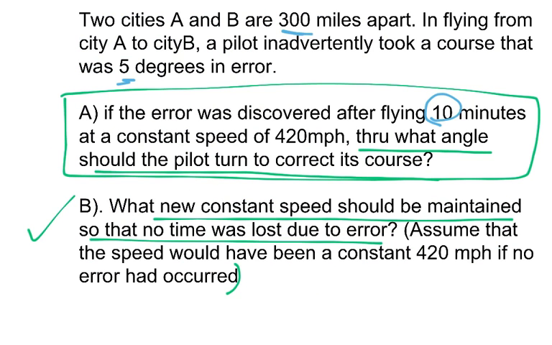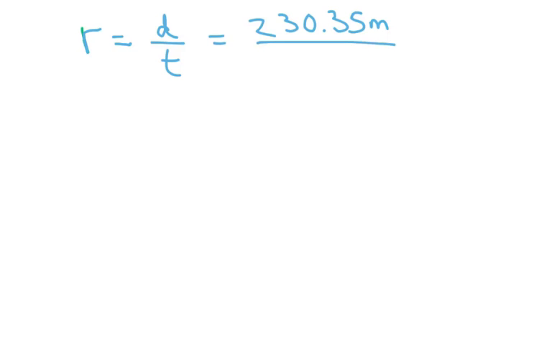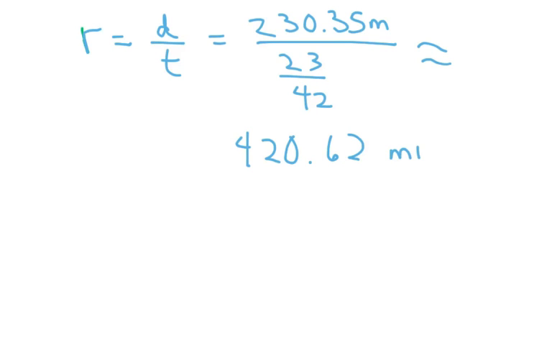What is the rate? So what constant speed? What we're going to do is use rate equals distance over time. The distance is 230.35 miles, and our time is 23/42. You're going to use your calculator, and you're going to get approximately 420.62 miles per hour.